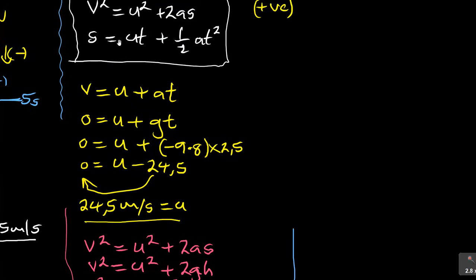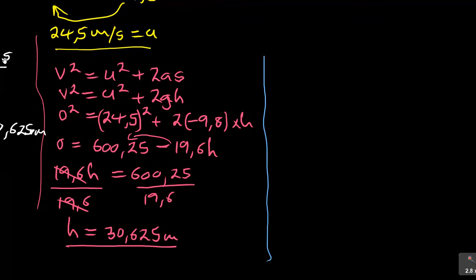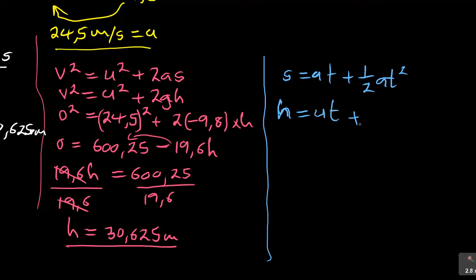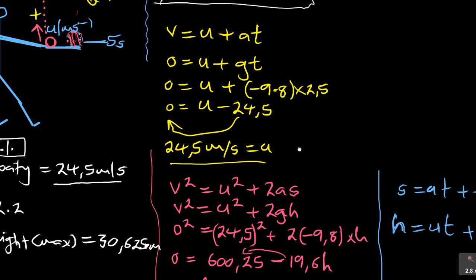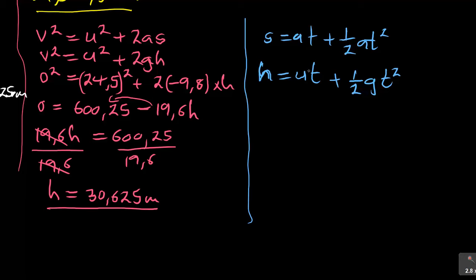Remember we said we can use the second one, S is UT. So let's use that one to say S is equal to UT plus a half AT squared. We are looking for S, being the height, is equal to UT plus 1 over 2 A, which is G, T squared. We know our time, it was 2.5 seconds to go up. If you still remember, we say the time taken is 2.5 seconds, it's half of the time, because it was 5 seconds to go and come back.